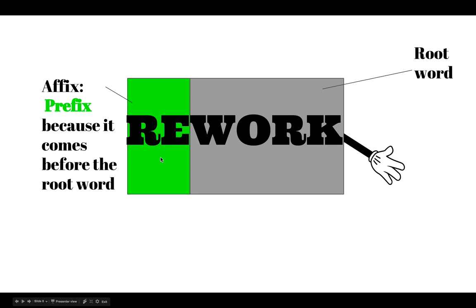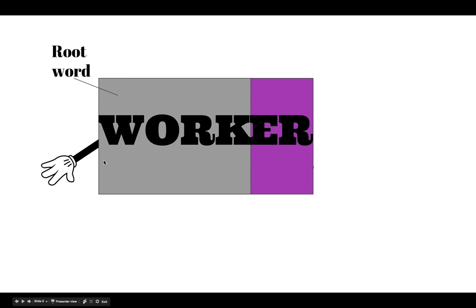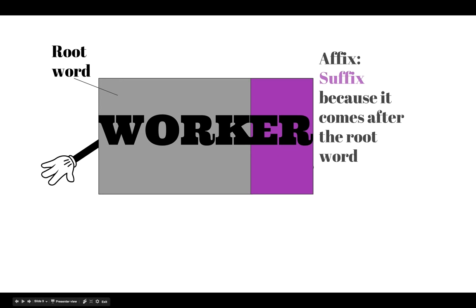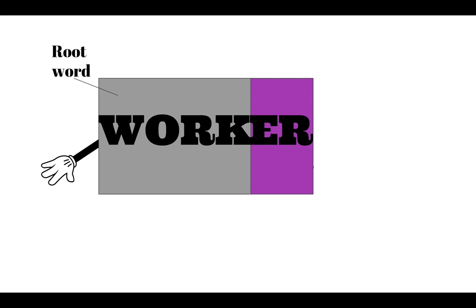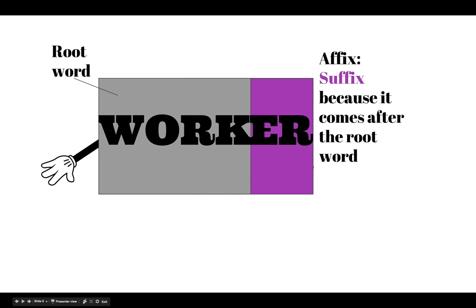Okay, so we have our base word, our root word again, work. Then we're going to add er at the end to get the word worker. It's another affix. This one's called a suffix because it's coming at the end of the root word. So we have prefixes that come before, and then suffixes that come after. And then affix is just a fancy word for both of those. Suffixes and prefixes are both affixes.